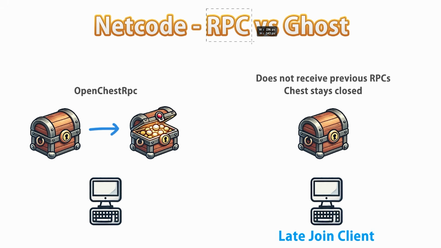If you use an RPC, for example, to open some kind of chest, so the chest starts off as closed, then the server sends this RPC onto the clients and the clients open up the chest. If you do that, then any clients that join late will have the chest remain closed, because RPCs do not get automatically resent to late joining clients. If the client is connected when the RPC is sent, they receive the RPC. If they are not connected at the time, they will not receive the RPC even if they connect afterwards.